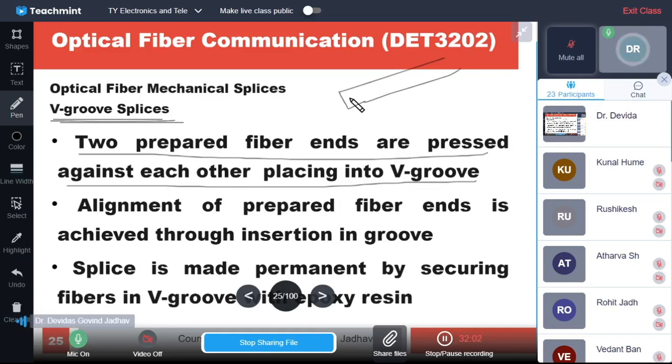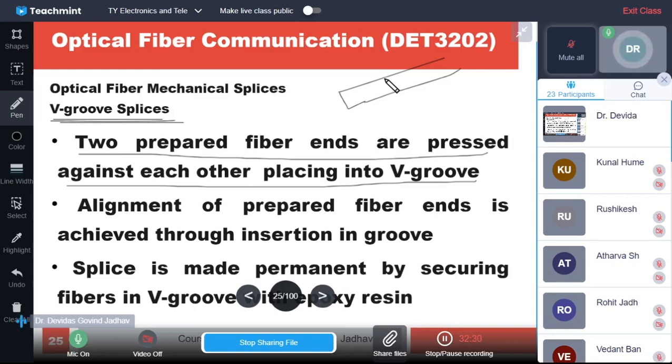So in this V-groove, the fibers are placed, and alignment of prepared fiber ends is achieved through the insertion in the groove, and the splice is made. If the fiber is placed in the V-groove, automatically the alignment is achieved. The splice is made permanent by securing the fiber in the V-groove with the epoxy resin.